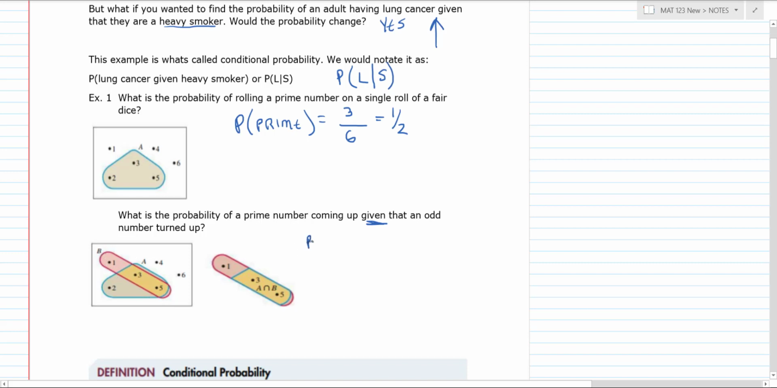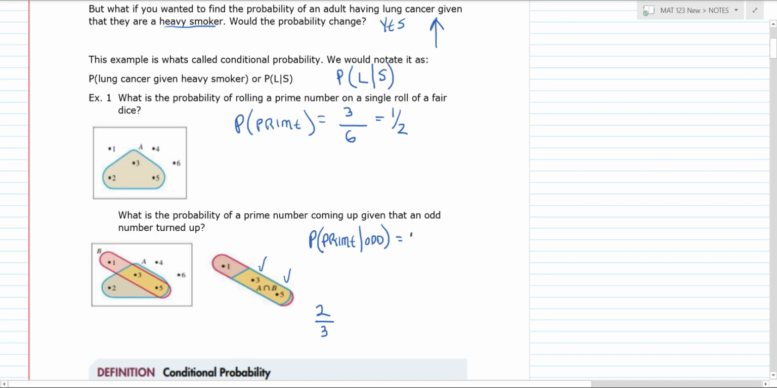So let's notate this. We would say it's a probability, not like that. Let's use P for probability. And we're going to look at the probability of getting a prime number given that it's an odd number. Well, what we end up doing is just looking at the odd numbers only. I'll show you 2 ways to do this. There are 3 odd numbers. How many of those are prime, though? The 3 and 5 are. So out of the odd numbers, 2 of those are prime, so you would expect a 2/3 probability.